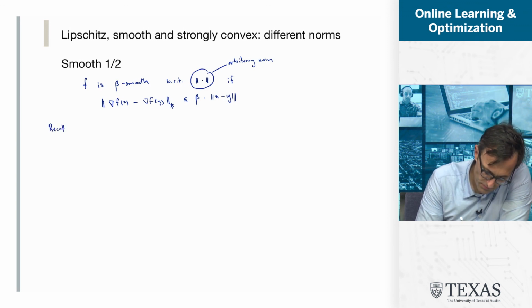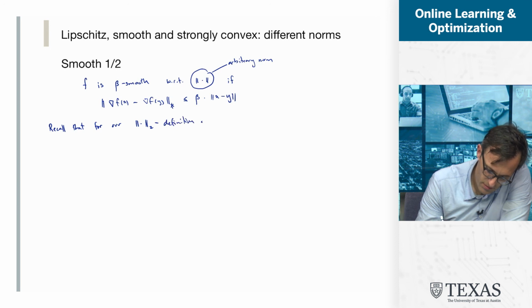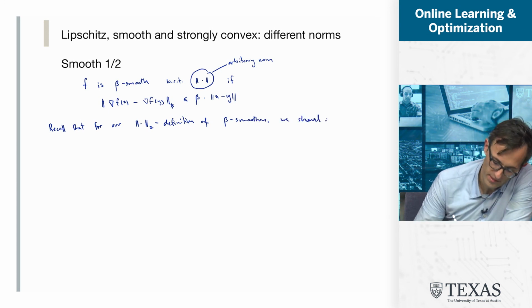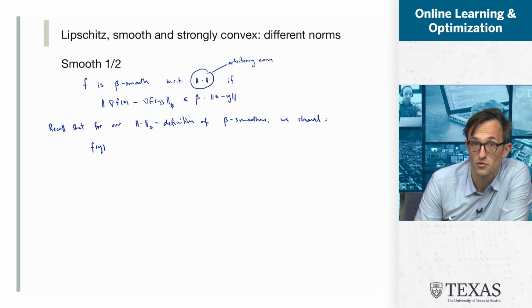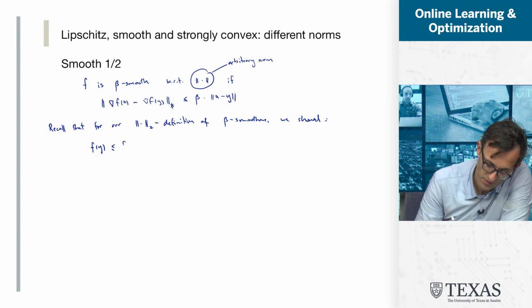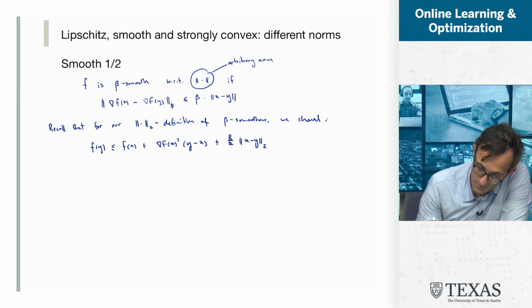So recall that for our L2 definition of smoothness, we showed a quadratic upper bound. So that means that f of y is not greater than, as is the usual inequality in convexity, but is less than or equal to f of x plus the gradient of f of x transpose y minus x plus beta over 2 times the 2 norm of x minus y, squared.